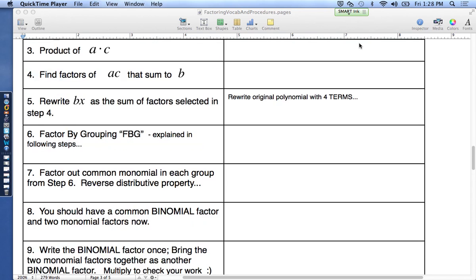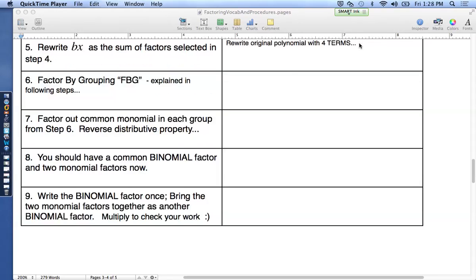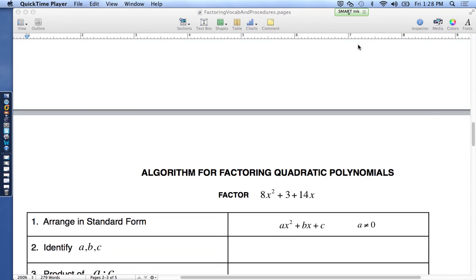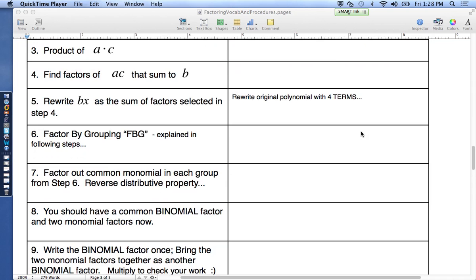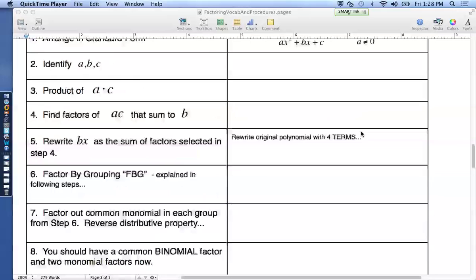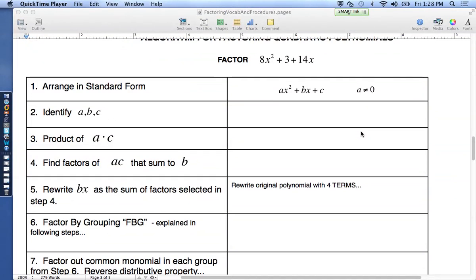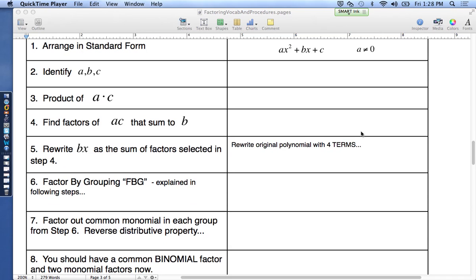I'm going to run through the same algorithm using a problem on the other side. I am going to do the first problem again. So this would be 6x squared plus 19x plus 15. So it's arranged in the proper order.